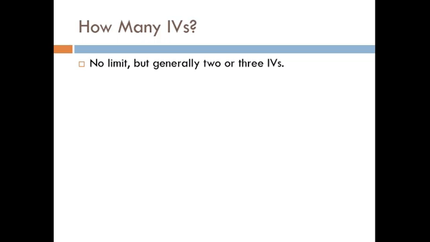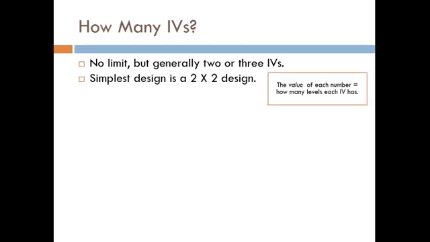Usually we limit ourselves to 2 or 3 independent variables. The simplest design is a 2 by 2. That would be a direct doubling of the simplest design. So you have 1 independent variable with 2 levels, another independent variable with 2 levels. It's what we call a 2 by 2. The value of each of those numbers refers to how many levels each of the independent variables has. So we have 2 independent variables, each with 2 levels.